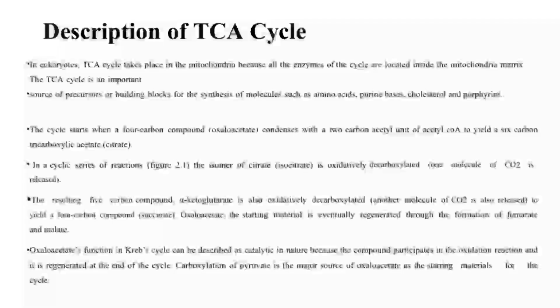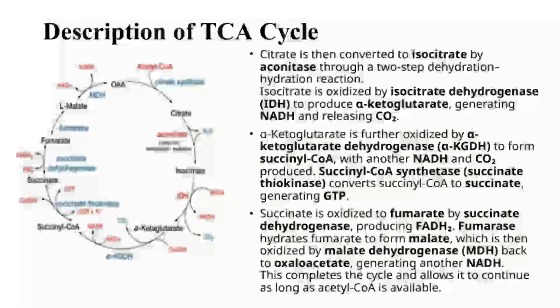Citrate is then converted to isocitrate through a 2-step hydration reaction catalyzed by aconitase. This process prepares the molecule for oxidation. Once we have isocitrate, it's oxidized by the enzyme isocitrate dehydrogenase, or IDH, to produce alpha-ketoglutarate. During this step, NADH is generated, and carbon dioxide is released.